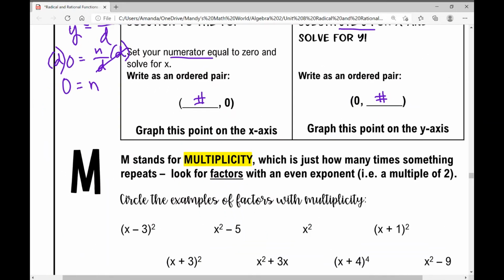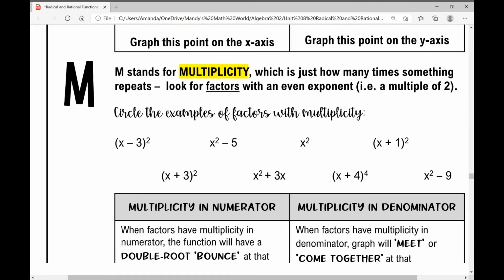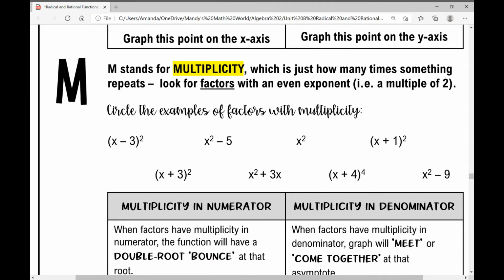And the very last letter stands for multiplicity. So multiplicity is just how many times something repeats. And what we're going to be looking for are factors with an even exponent, so a multiple of 2. So the entire factor needs to be squared or to the 4th power or to the 6th power.